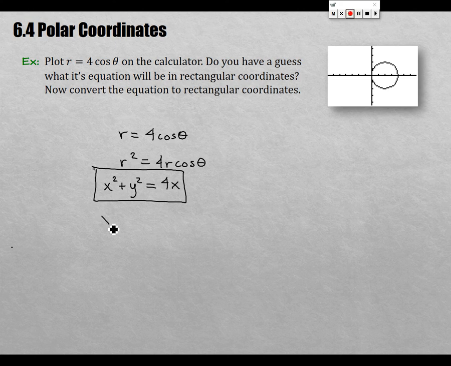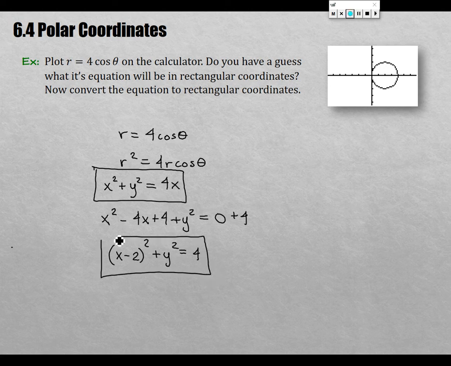So maybe we move this 4x over here. And then we might complete the square by adding what? And does this seem like what you expected a little more? This is x minus 2 squared plus y squared equals 4. Is that a circle centered? Oh, yeah. Is that more obviously now a circle of radius 2 centered at (2, 0)?